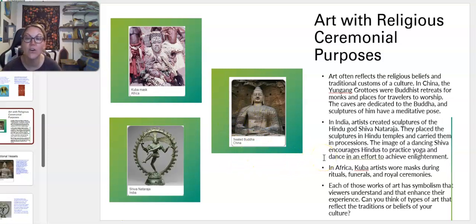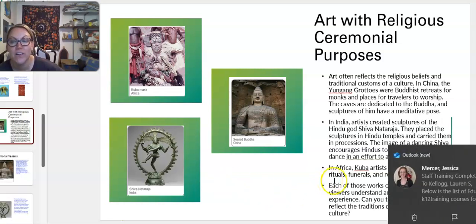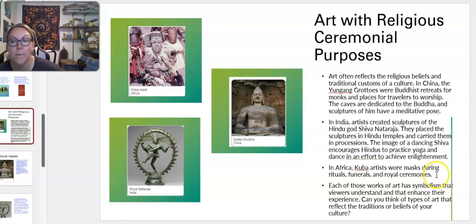In India, artists created sculptures of the Hindu god Shiva Nataraja. They placed the sculptures in Hindu temples and carried them in processions. The image of a dancing Shiva encourages Hindus to practice yoga and dance in an effort to achieve enlightenment. In Africa, Kuba artists wore masks during rituals, funerals, and royal ceremonies. Each of these works of art had symbolism that viewers can understand and that enhances their experience.